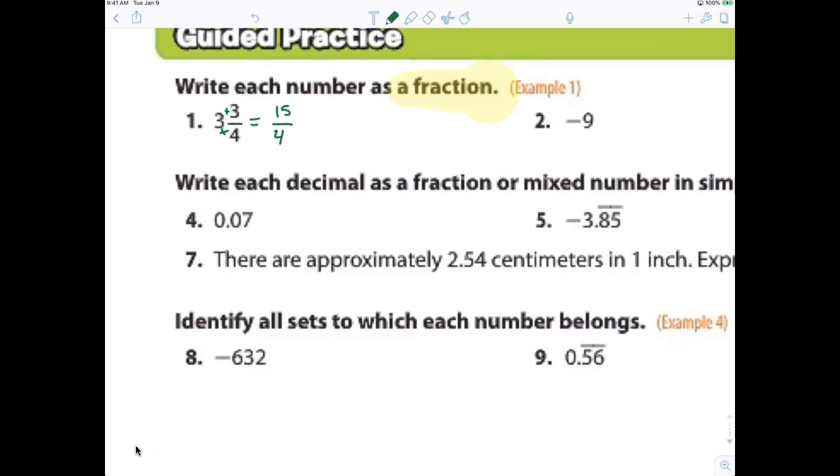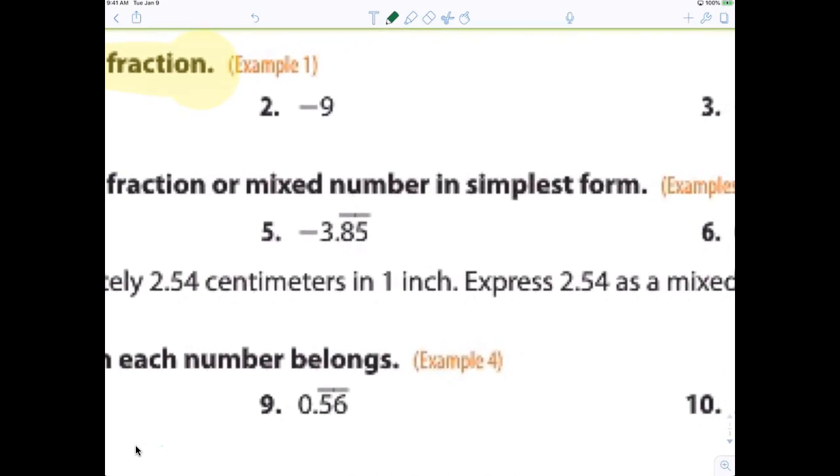If the number can be written as a fraction in that format, it's considered rational. Rational is just a fancy word for fraction. If it can be written as a fraction, it's rational. For question number 2, if I had to write that as a fraction, we would just say that's what? Yes, exactly. In this case, though, you got to be careful. Don't forget the negative. Negative 9 over 1.